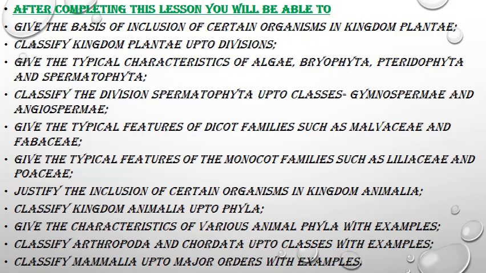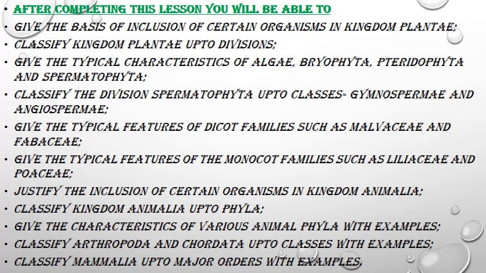Give the basis of inclusion of certain organisms in kingdom Plantae. Classify kingdom Plantae up to divisions. Give the typical characteristics of algae, bryophyte, pteridophyte and spermatophyta. Classify the division spermatophyta up to classes gymnosperm and angiosperm. जैसे नाम से मालूम पड़ रहा है स्पर्मेटोफाइटा यानी कि इसमें सीड का फॉर्मेशन होता है. Give the typical features of dicot families such as Malvaceae and Fabaceae. Give the typical features of the monocot families such as Liliaceae and Poaceae.